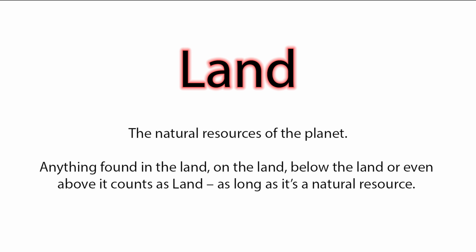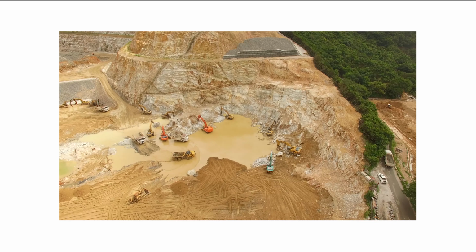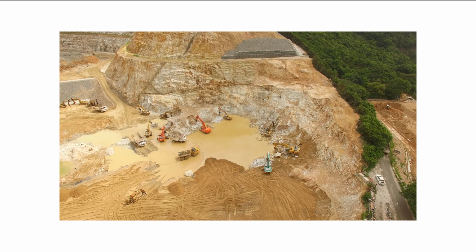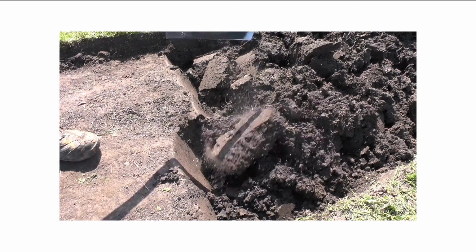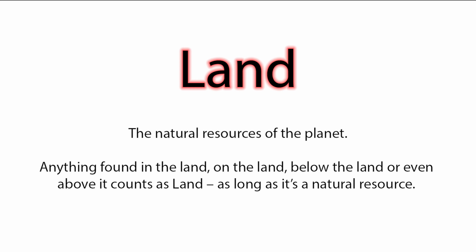Our first category of factors of production is land, which we can define as the natural resources of our planet. Anything found in the land, on the land, below the land, or even above it counts as land, as long as it's a natural resource. Examples could be coal, oil, rainwater, forests, rivers, soil, even things like fish stocks in the sea, because they're natural resources. They count as land in the factors of production.